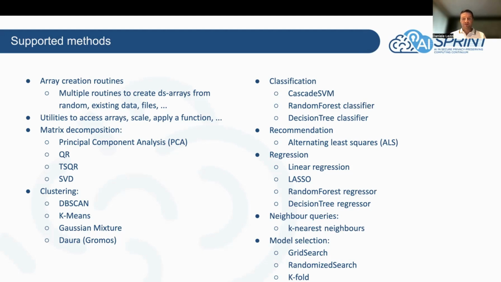Then we have linear regression, etc. And we also have model selection, such as grid search and k-fold, to properly find the proper parameters for a specific implementation.